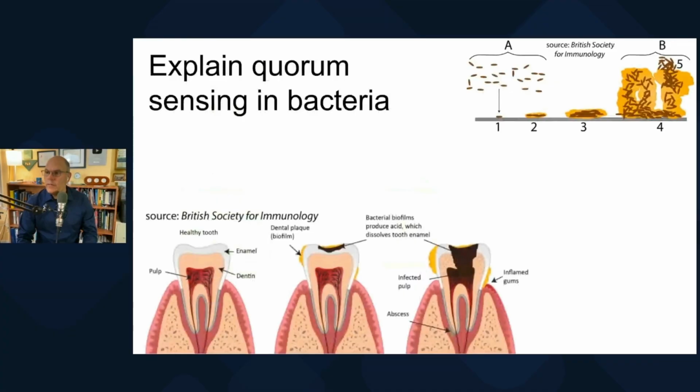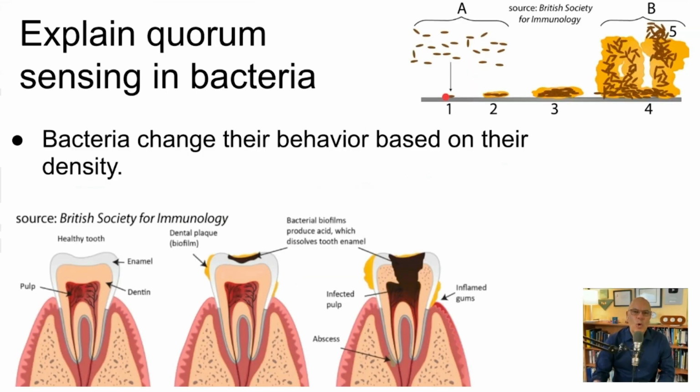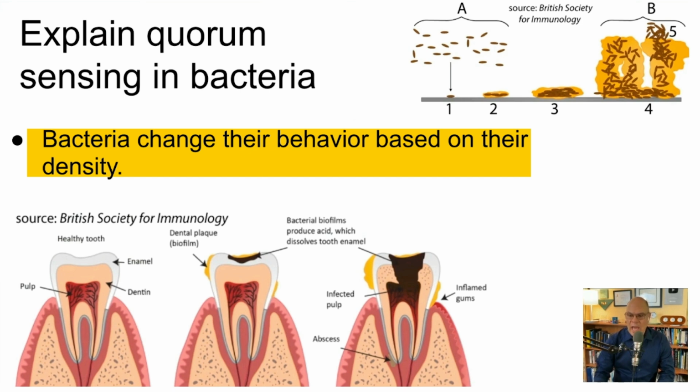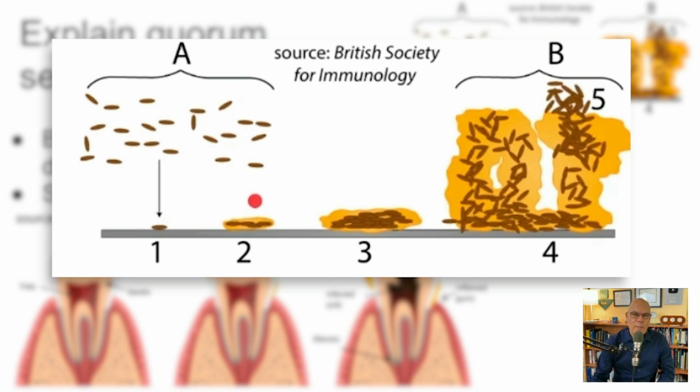The first form of cellular communication that we're going to talk about is quorum sensing. And quorum sensing is represented by these two images over here. The basic idea of quorum sensing is that bacteria change their behavior based on their density. And where we see this is in the formation of biofilms.